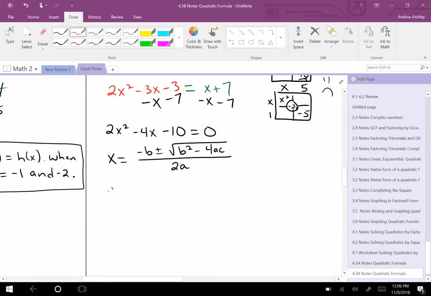Okay, so a value. Xavier, what's the a value here?